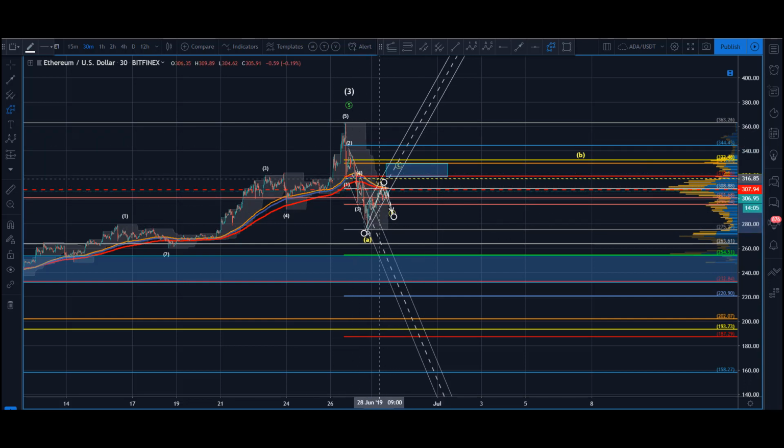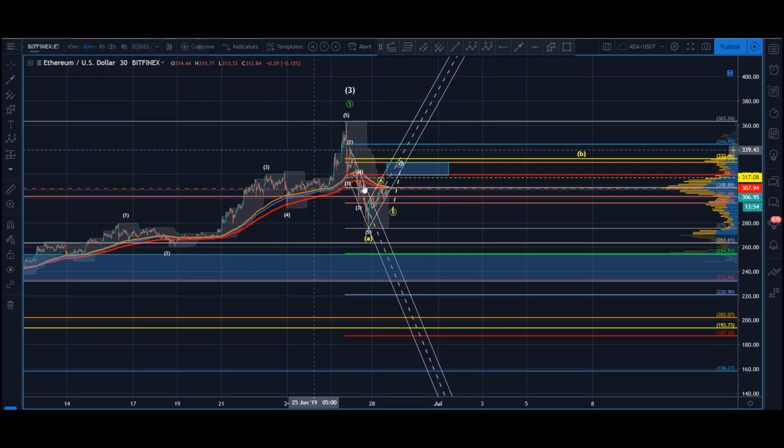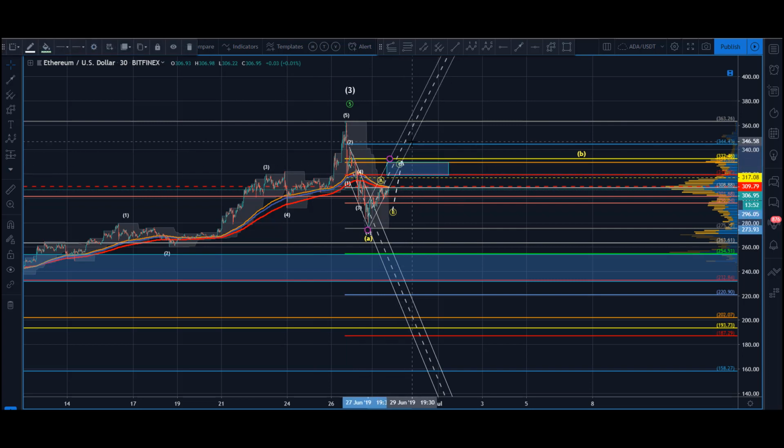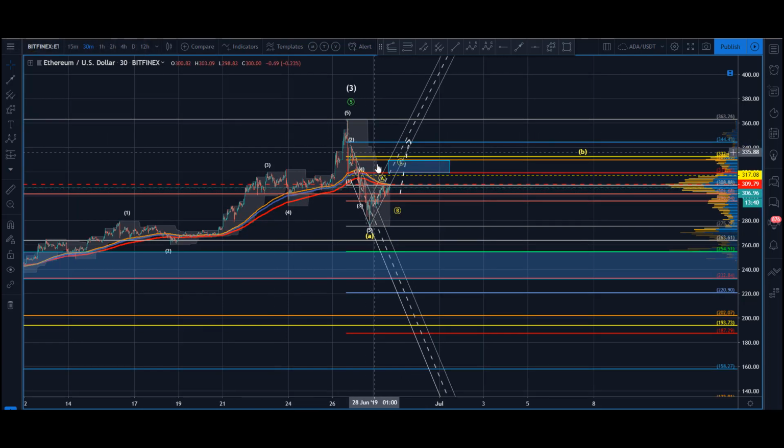So yeah, it's possible that we're done here, that we're going to come down. I think that's less likely here. Just the symmetry is not ideal. So it looks to me like we're seeking the resolution of this correction. Now this could go higher. Obviously we know that. We could have a B wave going to .786, .887. We could have an expanded B wave. But right now, there's no reason to assume that. I wouldn't mind if the B shaped a little bit better.